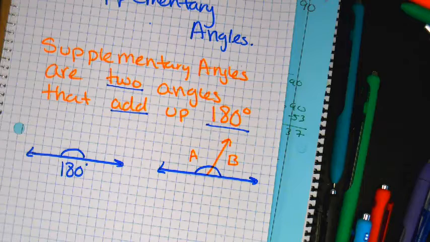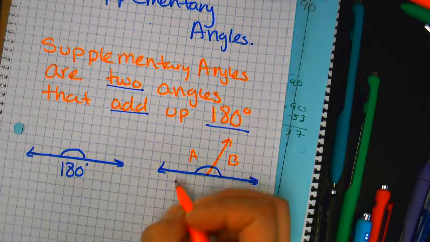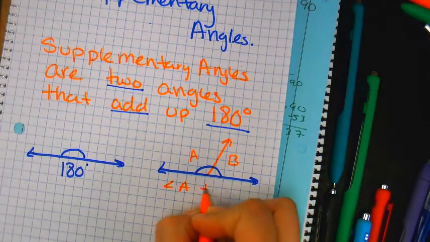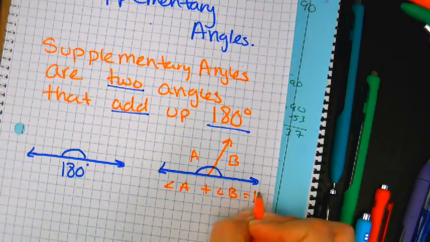So when you do your skateboard tricks and you start facing this way and you turn, well, don't lose your balance, you turn and face the other way. You just did a whole 180. So angle A plus angle B equals 180 degrees.